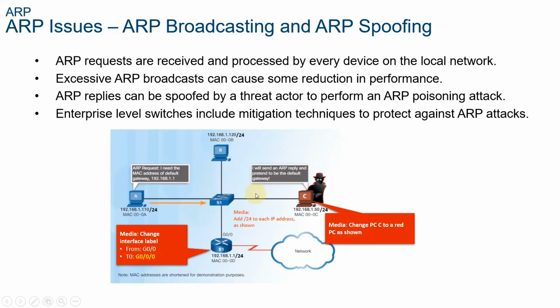So how about cases where the use of ARP can lead to a potential security risk? A threat actor can use ARP spoofing to perform an ARP poisoning attack. This is a technique used by a threat actor to reply to an ARP request for an IPv4 address belonging to another device, such as the default gateway, as shown here in the figure. The threat actor sends an ARP reply with its own MAC address. The receiver of the ARP reply will add the wrong MAC address to its ARP table and send these packets to the threat actor. Enterprise level switches include mitigation techniques known as dynamic ARP inspection, or DAI, but DAI is beyond the scope of this course. Take note that MAC addresses are shortened for demonstration purposes.